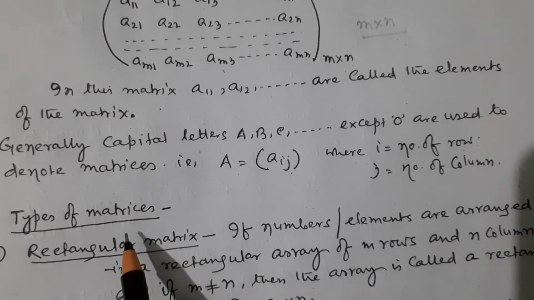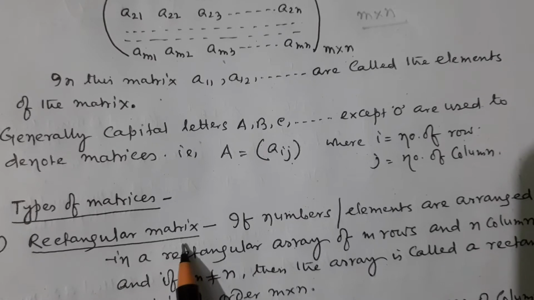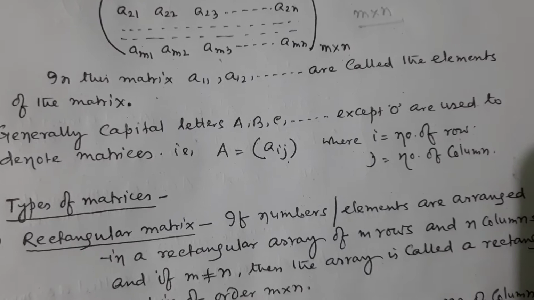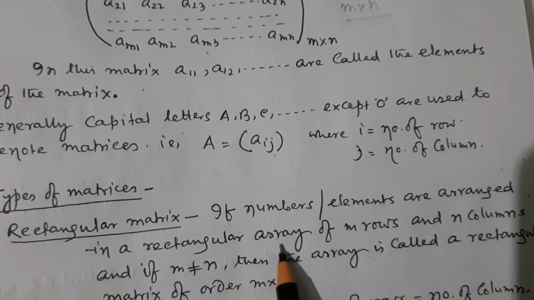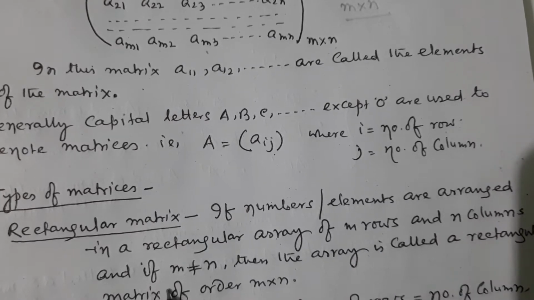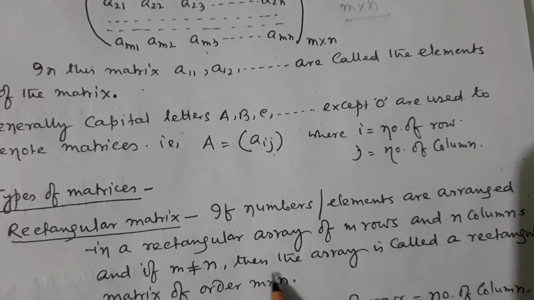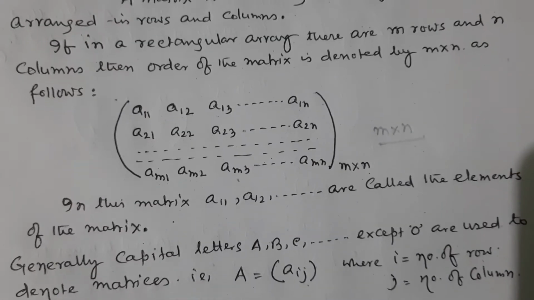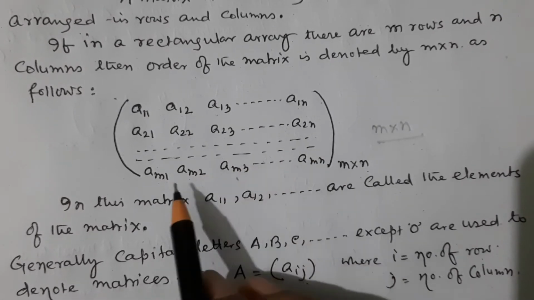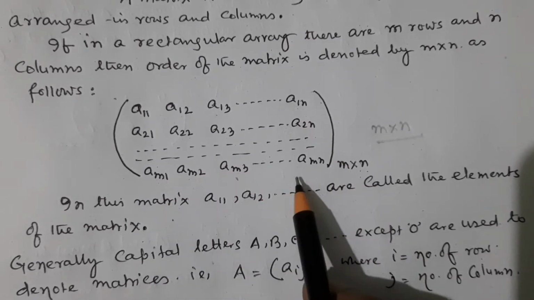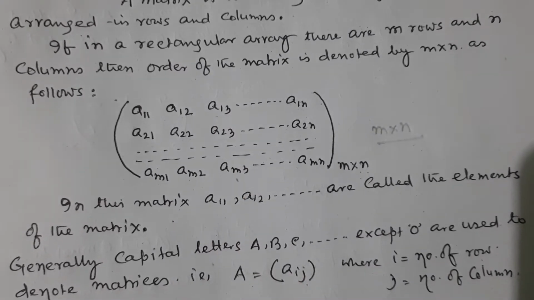Types of matrices. First, the rectangular matrix. Numbers or elements are arranged in a rectangular array of m rows and n columns, and if m not equals n, then the array is called a rectangular matrix of order m cross n. This is an example of a rectangular matrix. Here the number of rows is m, the number of columns is n, and m not equals n, so this matrix is known as a rectangular matrix.